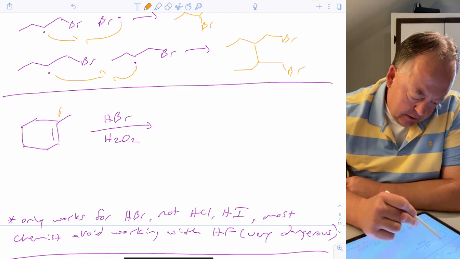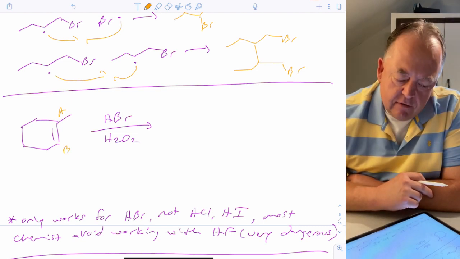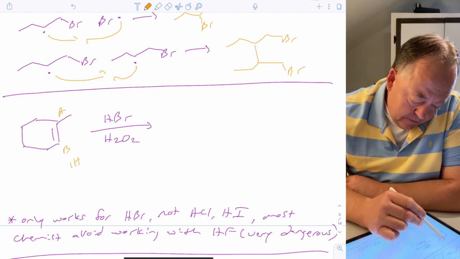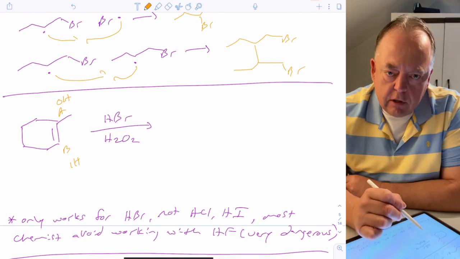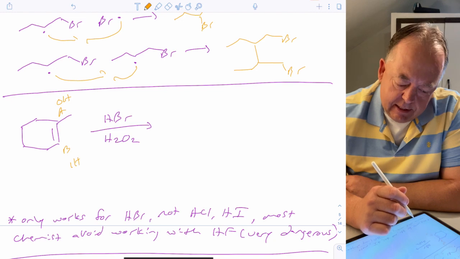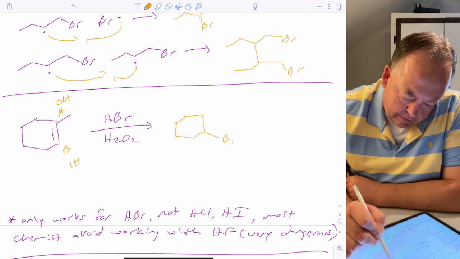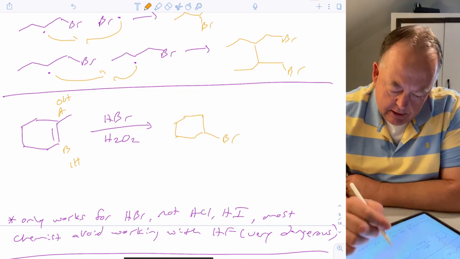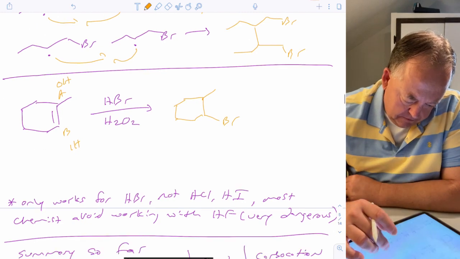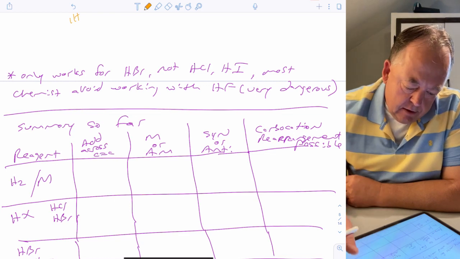So in this case, it's going to add H and Br across the double bond. It's going to be anti-Markovnikov. So where does the hydrogen go? This has 1 hydrogen. This has 0 hydrogens. If it's anti-Markovnikov, hydrogen goes to the carbon with the least number of hydrogens, so that is A. And bromine goes to the carbon with the most number of hydrogens, so that is B. So that would be your major product. And so this only works for HBr, not HCl, not HI.